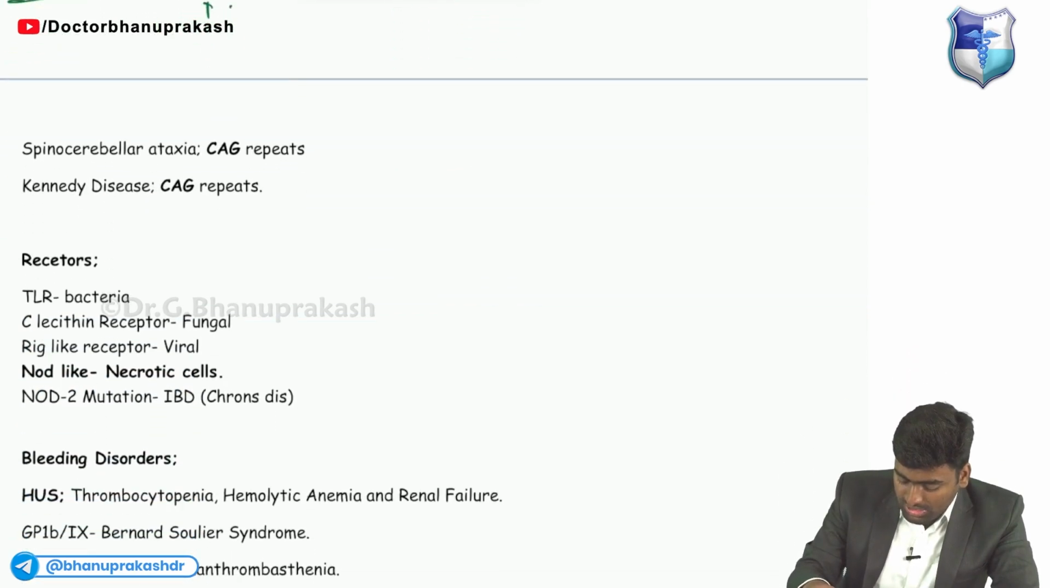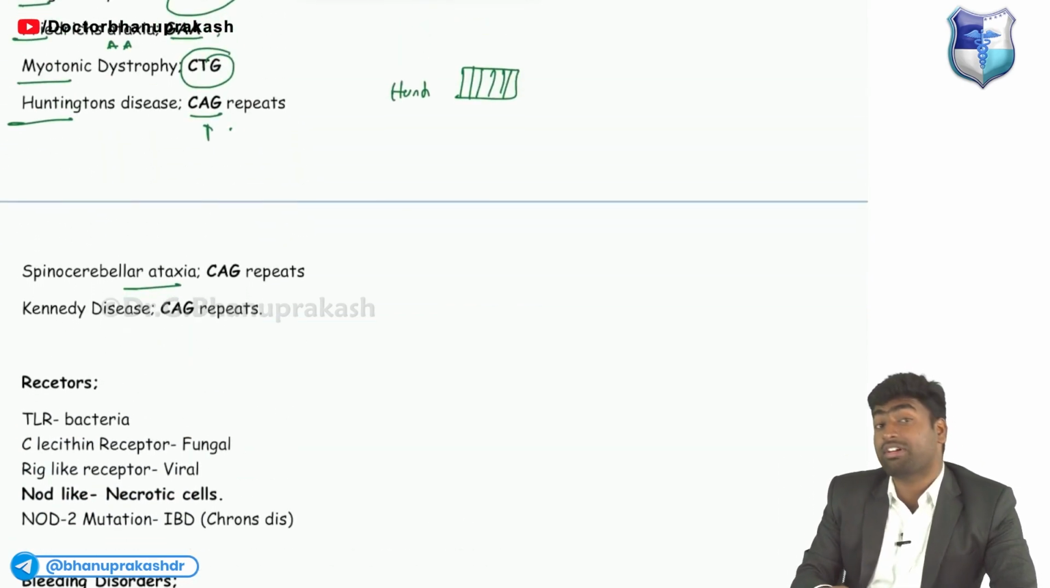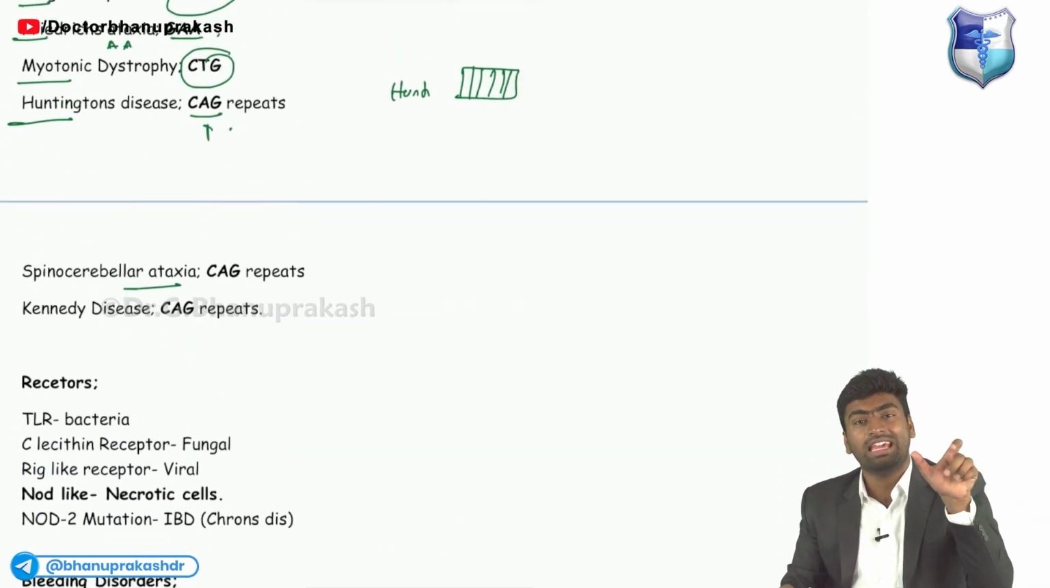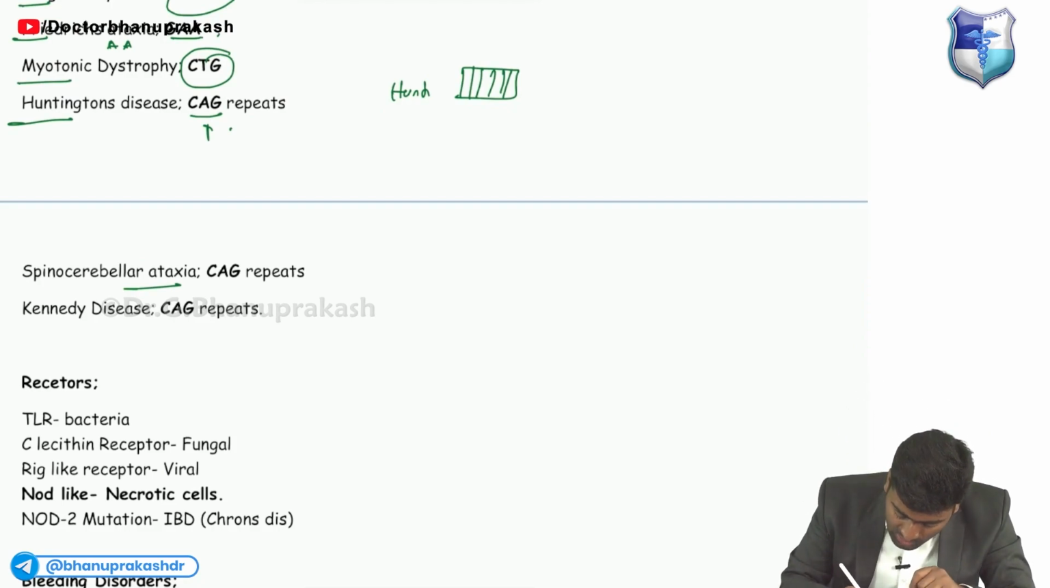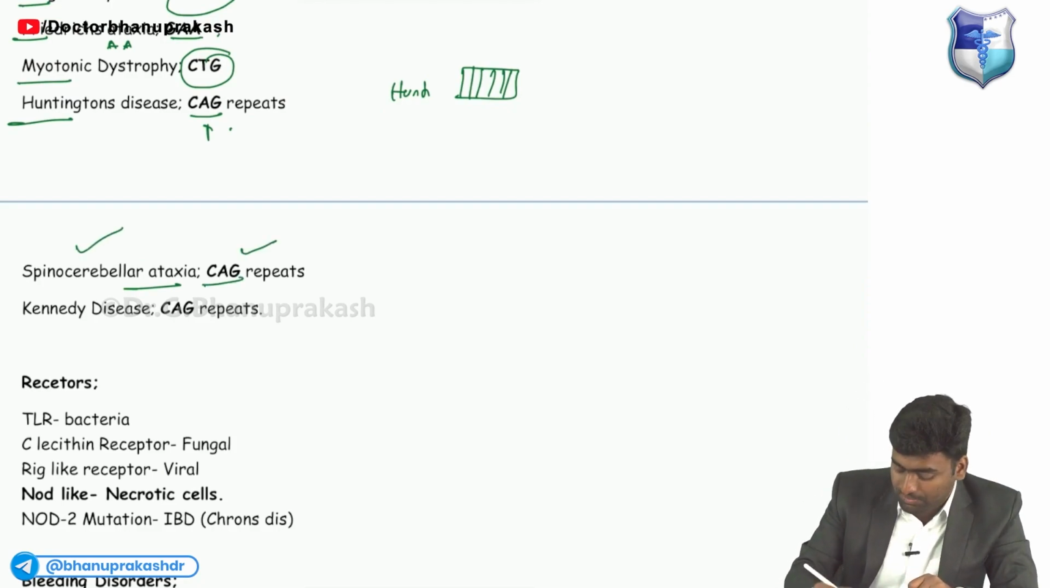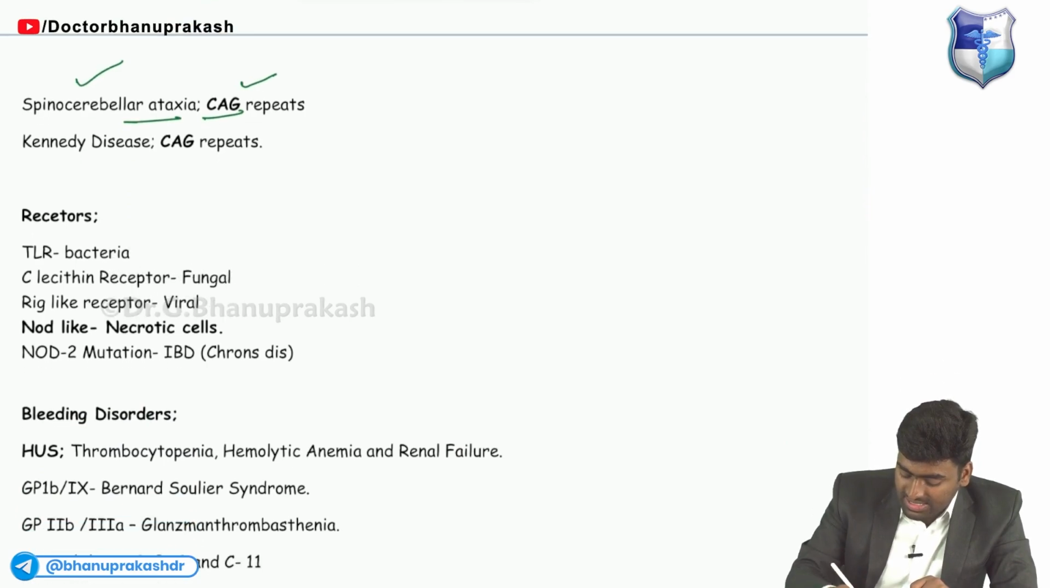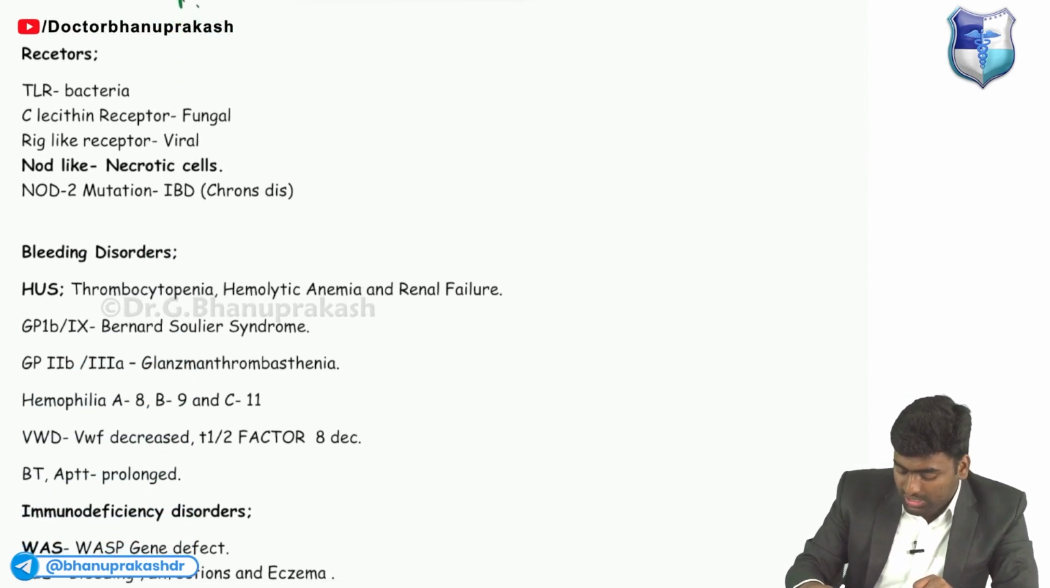The same for spinocerebellar ataxia. So remember Friedreich's ataxia is GAA, whereas in spinocerebellar ataxia it is CAG. Then Kennedy's disease is CAG repeats. Fine. Then about a few more receptors.